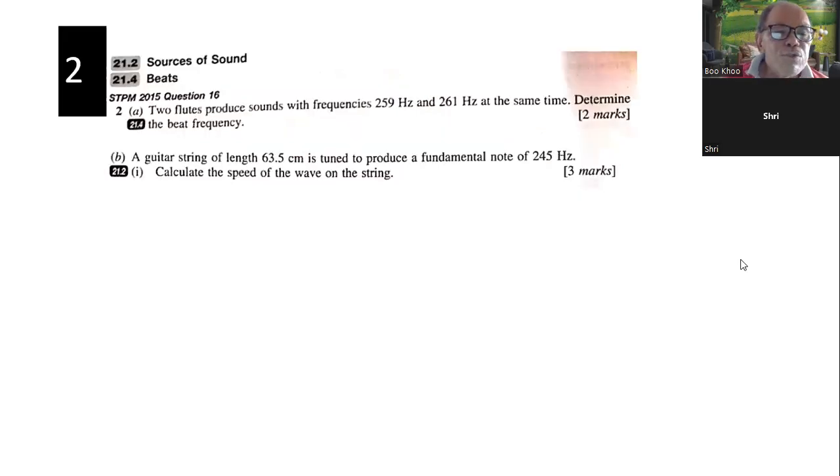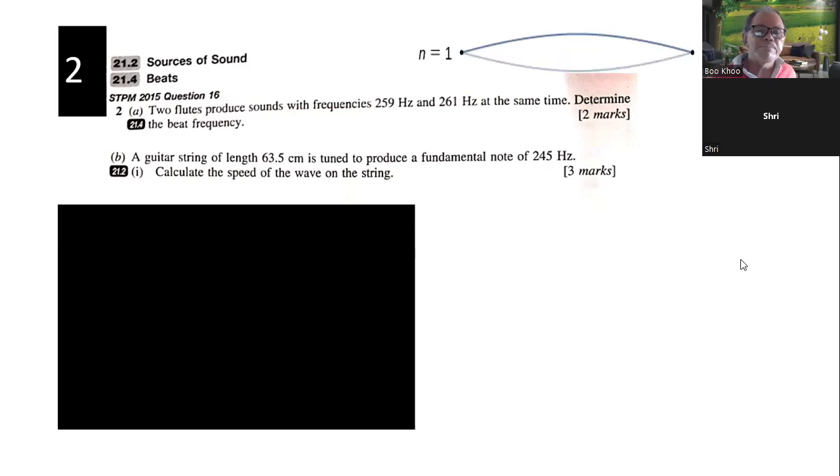Number two. Two flutes produce sound with frequencies 259 and 261 Hertz at the same time. Determine the beat frequency. How do I calculate the beat frequency? f1 minus f2, that means 261 minus 259, the highest minus the lowest. Just subtract, straightforward. What is your answer?